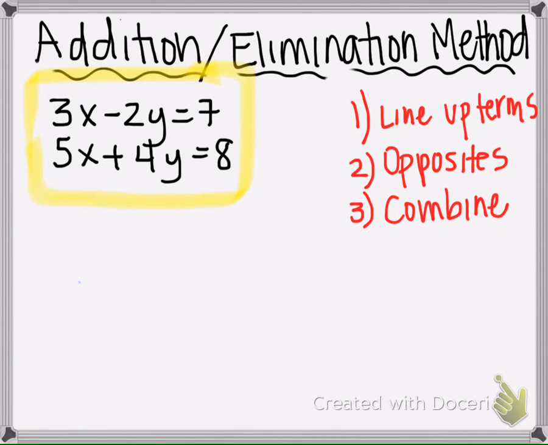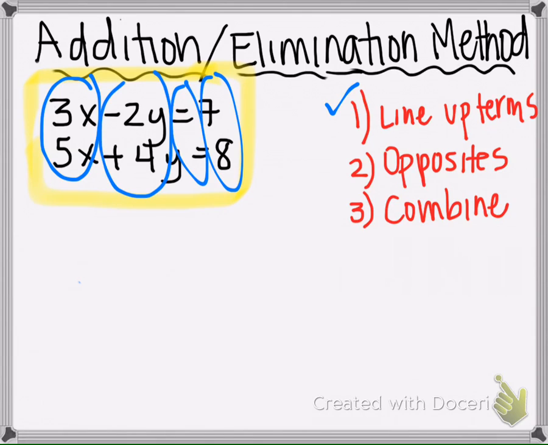I'm going to solve this equation using the addition, also known as the elimination method. There are three basic steps. The first step is we need to make sure the terms are lined up, which they are. We have the x's, we have the y's, both on the same side. We have the equal sign, and then we have the constants.